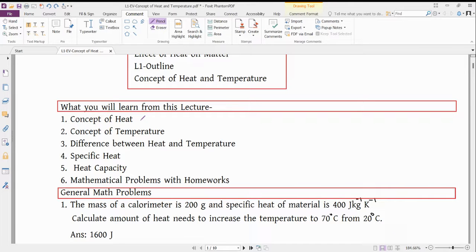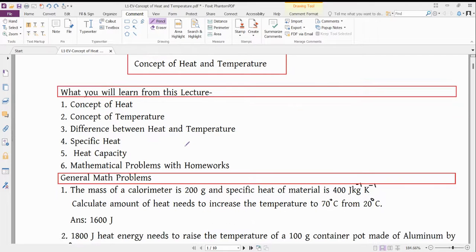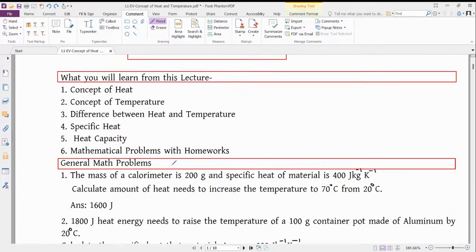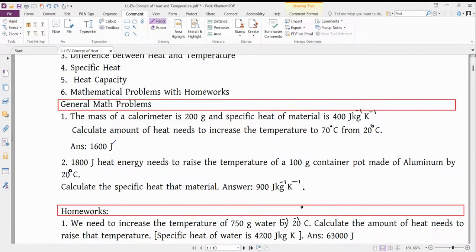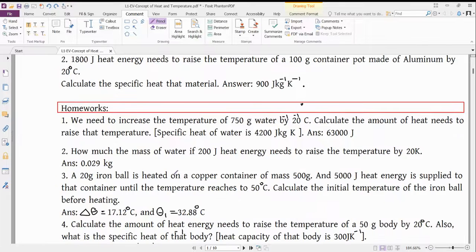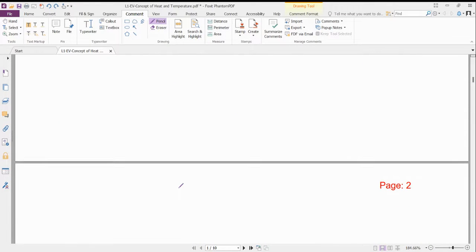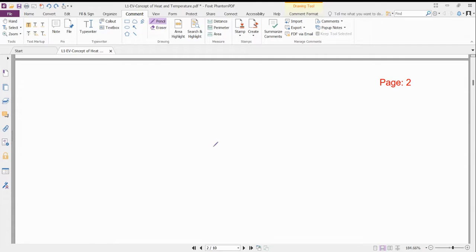Number one, concept of heat. Number two, concept of temperature. Definitely, you can learn the difference between heat and temperature, specific heat capacity, and some mathematical problems with homeworks. Okay, I will discuss the creative question as well at the end of this lecture. Okay, let us discuss heat energy first.